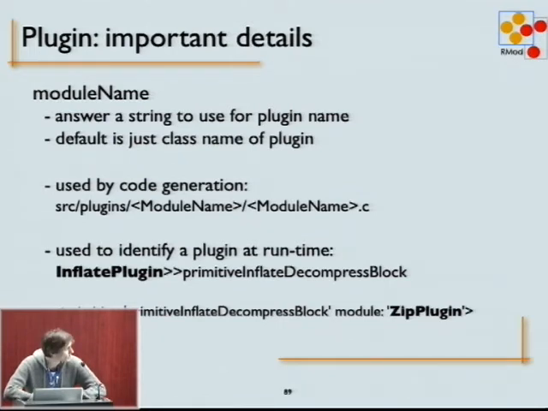For example, if you look at InflatePlugin, the primitive inflate decompress block and how it's used in the language, it uses ZipPlugin. However, the original plugin class name is InflatePlugin, but at the language side it is used as ZipPlugin. This is because InflatePlugin overrides the module name and answers ZipPlugin as the name of the plugin. I don't like this scheme, but it's sometimes necessary because there is a subclass in plugins. Why don't I like it? Because it's hard to track the original plugin by its name. So if you browse ZipPlugin, you cannot find its implementation. You have to know that ZipPlugin is actually implemented by the InflatePlugin class.